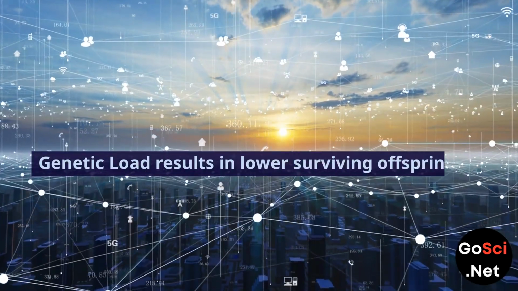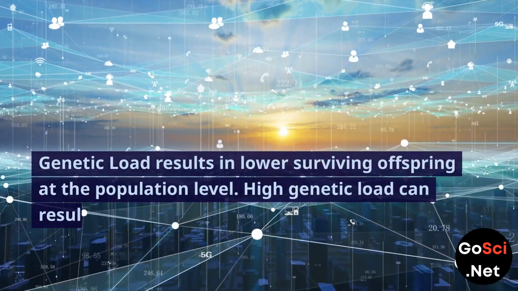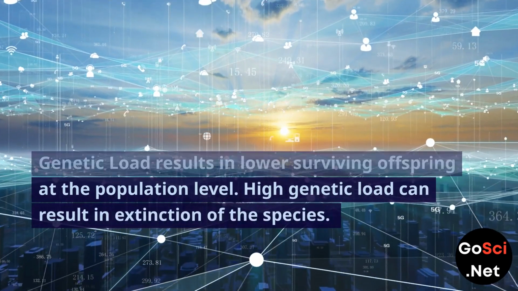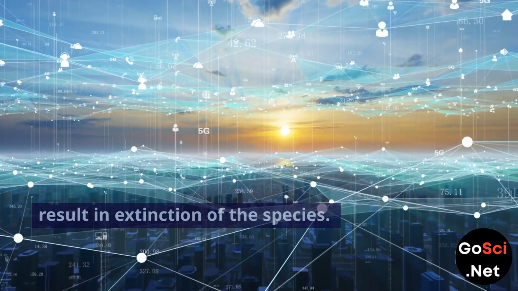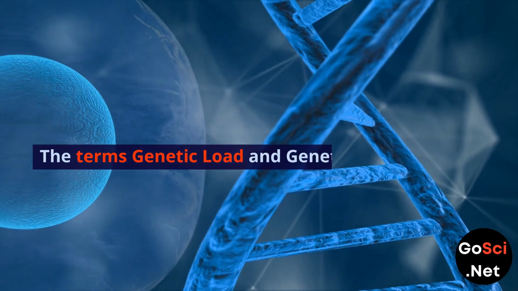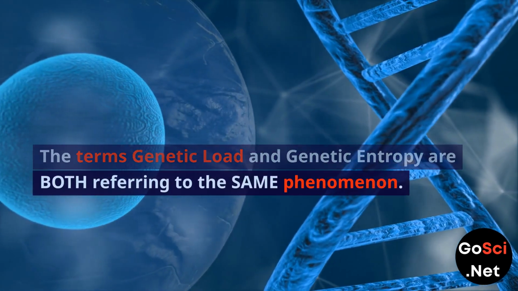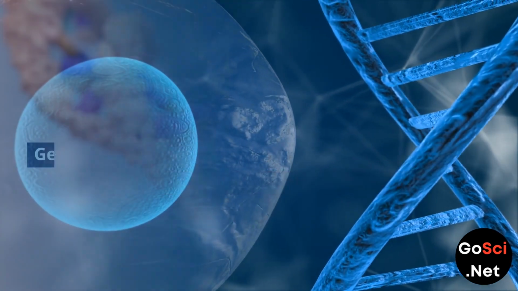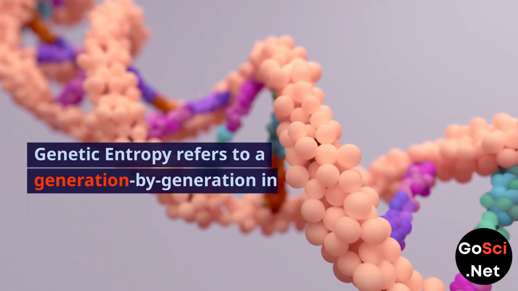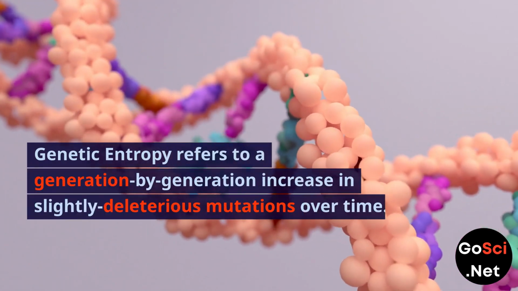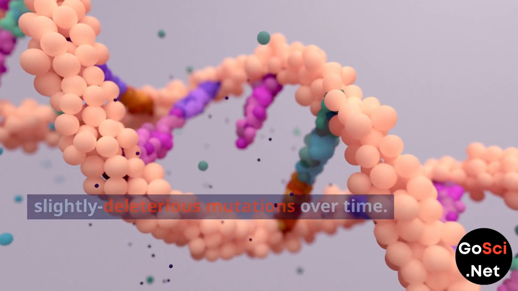Genetic load results in lower surviving offspring at the population level. High genetic load can result in extinction of the species. The terms genetic load and genetic entropy both refer to the same phenomenon. Genetic entropy refers to a generation-by-generation increase in slightly deleterious mutations over time.